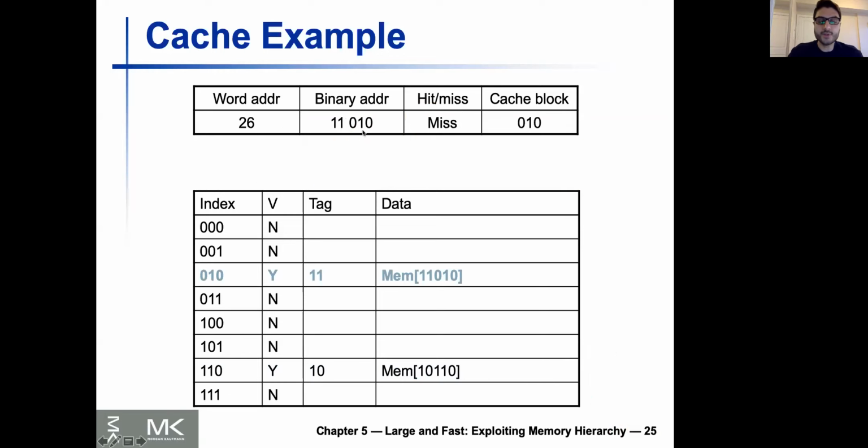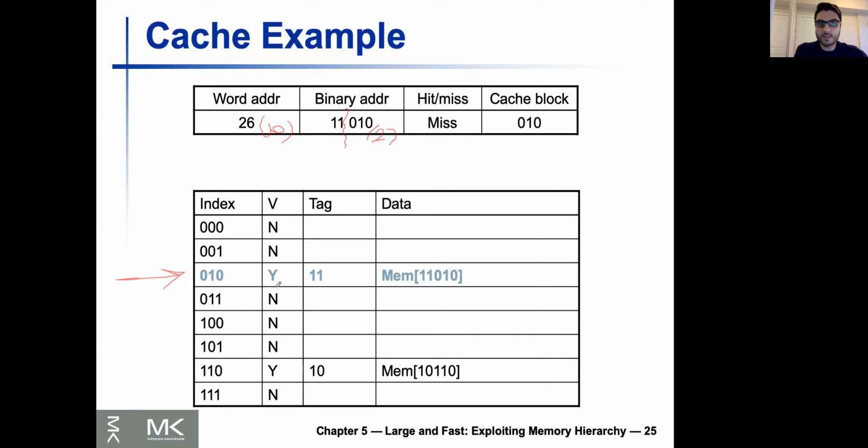So the next reference comes. Now let's have a look at this reference address. It's 11010, which is 26 in base 10. So that means that I have to take a look at the block 010. All right, where is 010? It's the third one. I have to look into this block if it has the tag 11.